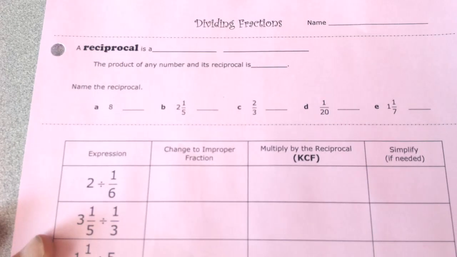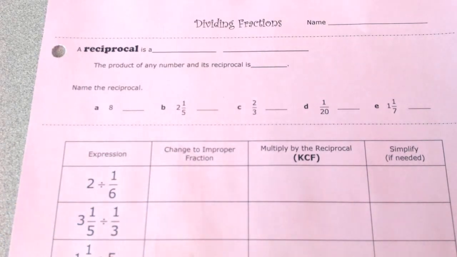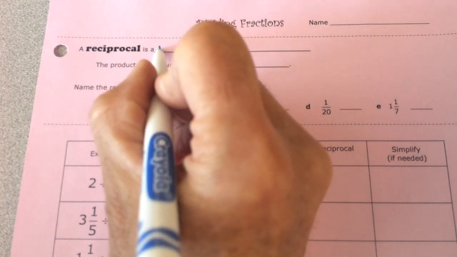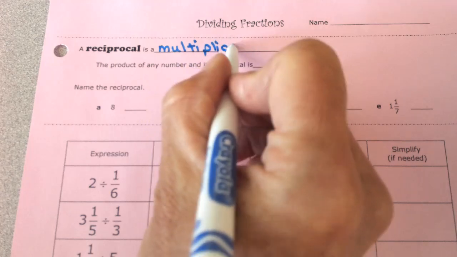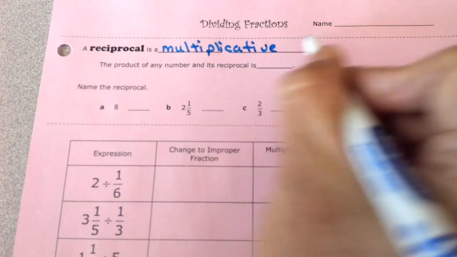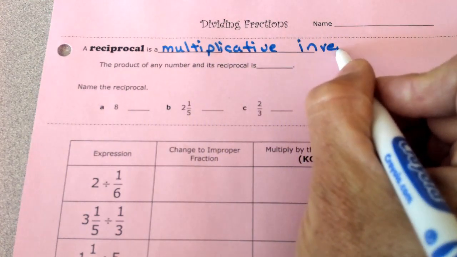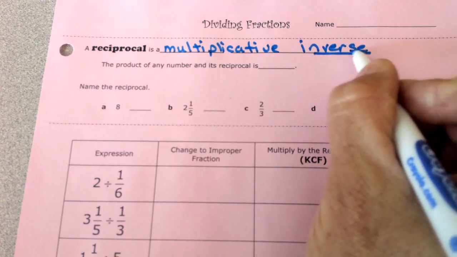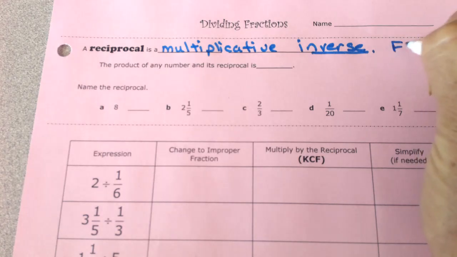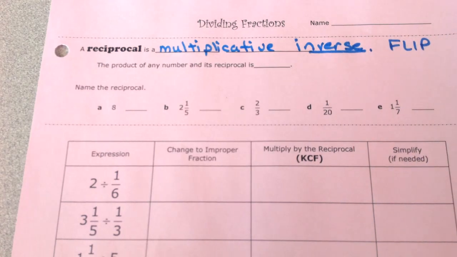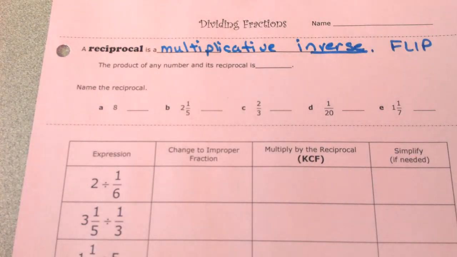Okay, I'm going to zoom in real quick. Here we go. First, a little bit of vocabulary. A reciprocal, as we said in class, is a multiplicative inverse, which is another way of saying flip your number. And then we're going to multiply. So being inverted is a flip, and a multiplicative inverse is a flip, and then we multiply.